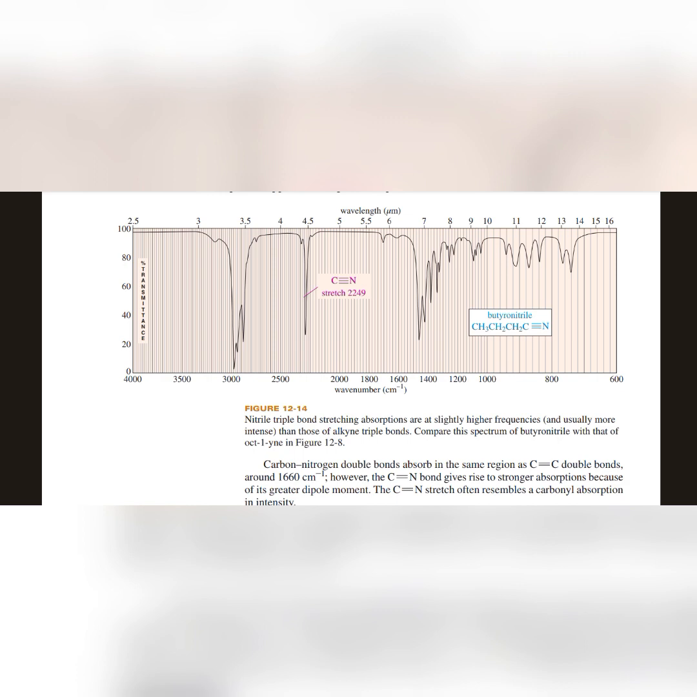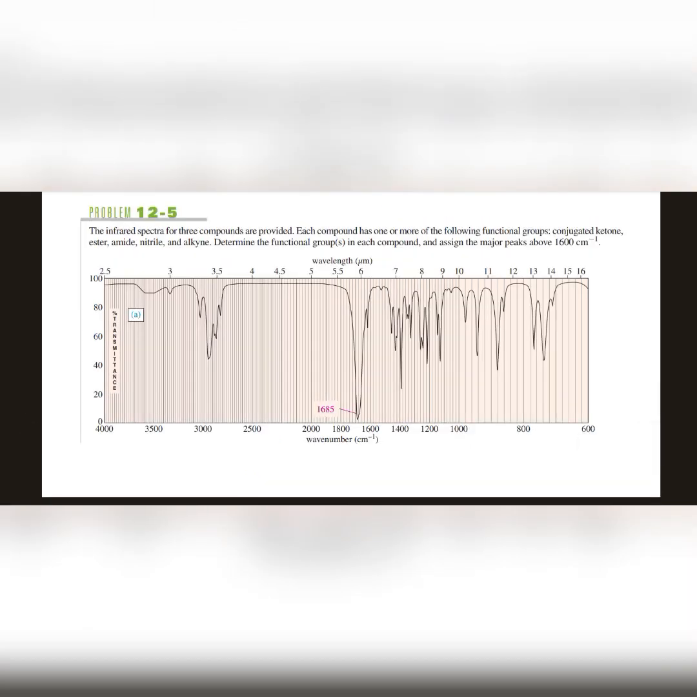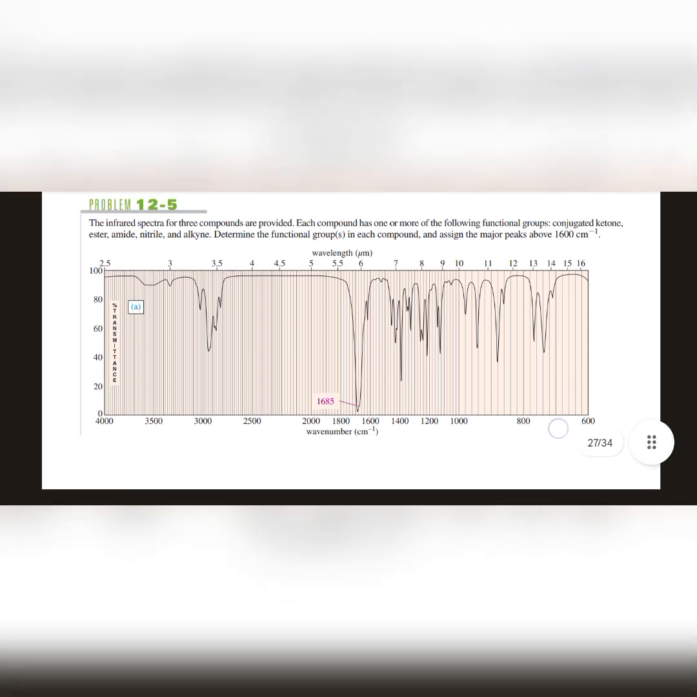The carbon-nitrogen double bond stretching often resembles a carbonyl absorption. Infrared spectra for three common compounds are provided. Each compound has one or more of the following functional groups: conjugated ketone, ester, amide, nitrile, alkyne. Determine the functional group in each compound and assign the major peak above 1600 cm⁻¹.